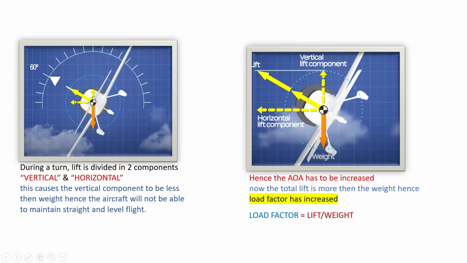So these dotted lines that you're seeing here are nothing but the components of the lift vector. What do you call it? Resultant? No, something was there in your class 11, 12.